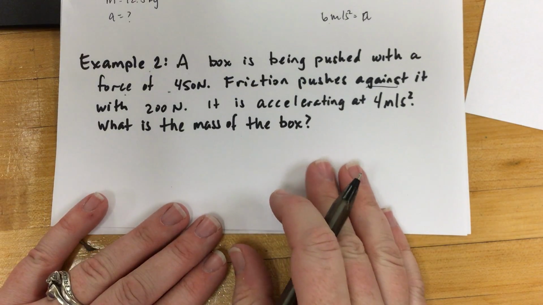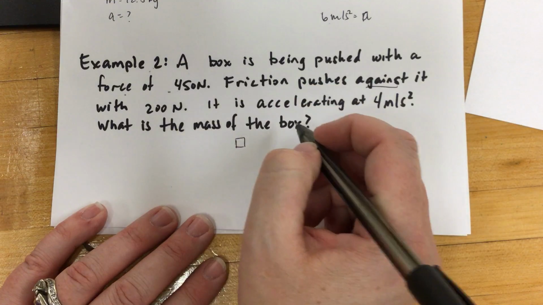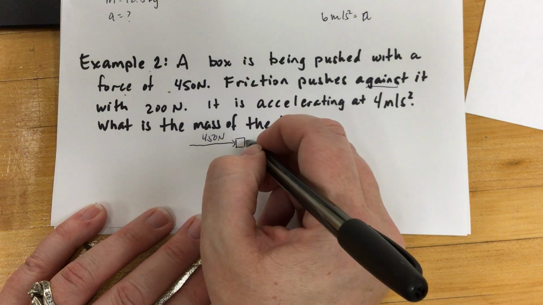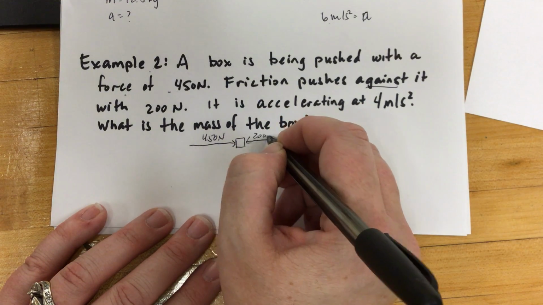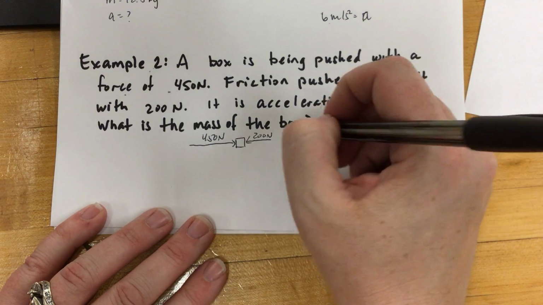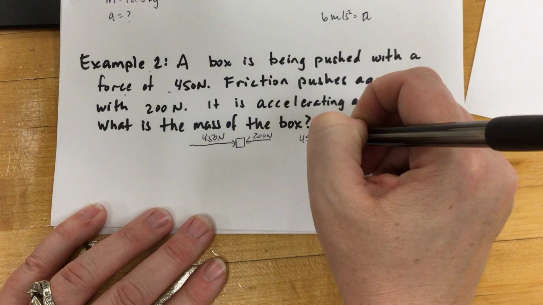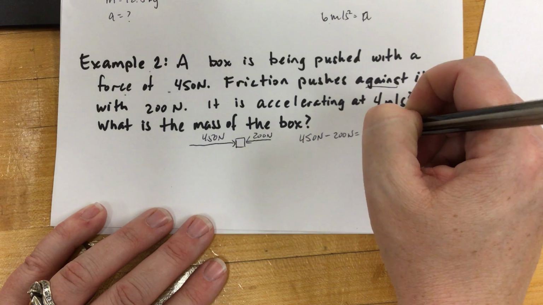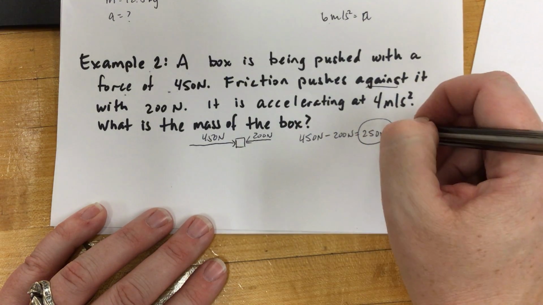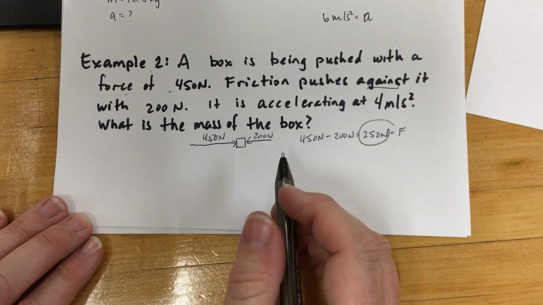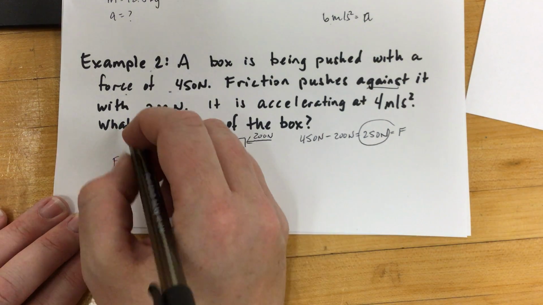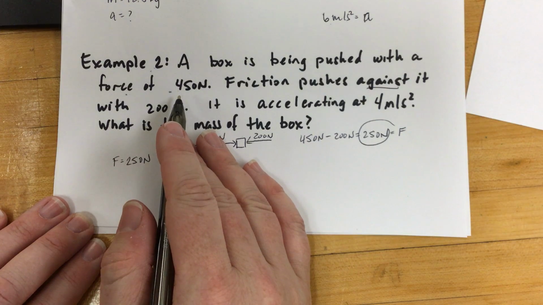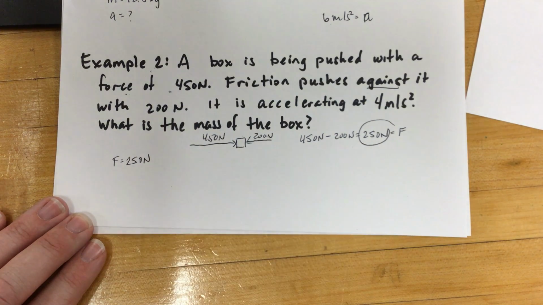So in this situation here, we have our box. It's being pushed with 450 newtons. And against it, we have 200 newtons. And we have to get that first. So they're going against each other. So I'm going to take 450 newtons minus 200 newtons. I'm going to get that I have 250 newtons left. This now becomes my force. So when I write out my variables, I have my force equals 250 newtons. So whatever you have up here, you figure out what your total force is with all of those. That is the F that you use.